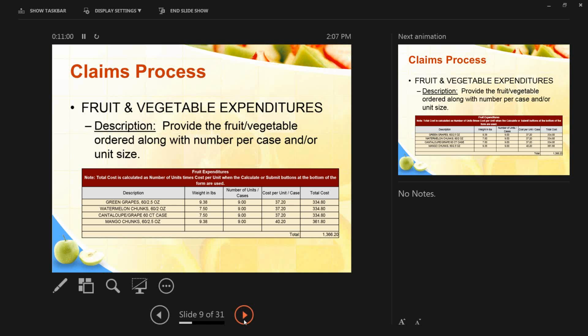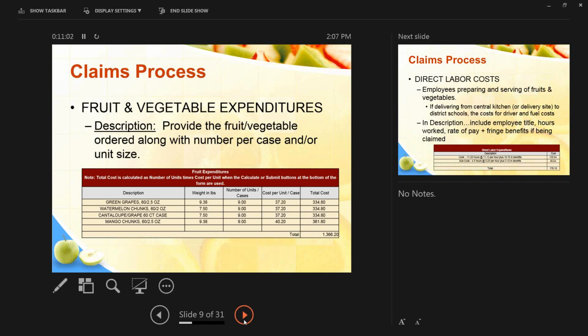And when you enter CNP and click on Fresh Fruits and Vegetables and then click on Claim, the first section you see is going to be asking you about fresh fruit and vegetable expenditures. So in this section, first you'll want to enter in the description of what fruit and vegetable was ordered, along with the number per case and the unit size. And the total cost, that last column will calculate itself based on the other information you enter.